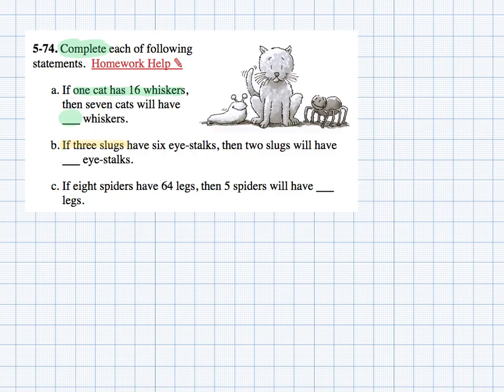If 3 slugs have 6 eye stalks, then 2 slugs will have how many? So same idea, let's draw a picture at first to figure out what's given. So we have 3 slugs, so 1, 2, 3, and then they have together 6 eye stalks. So how much would each? So if it's 6 all together, I can divide them into the 3 I have. So how much does each one have? So each has 2.